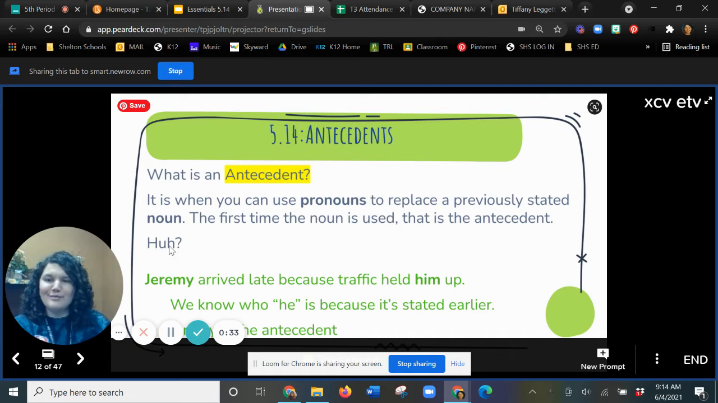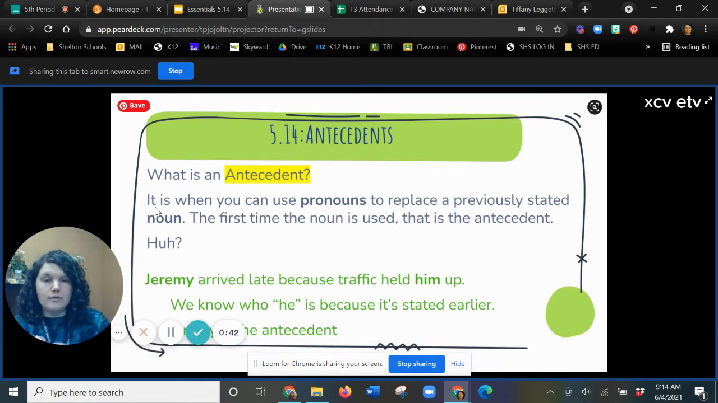Huh? Are you confused? Let's read it one more time. So what is an antecedent? It's this process that when you can use pronouns to replace a previously stated noun. The first time that noun is used, that is the antecedent.